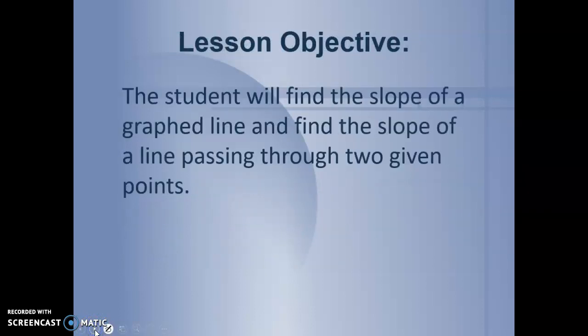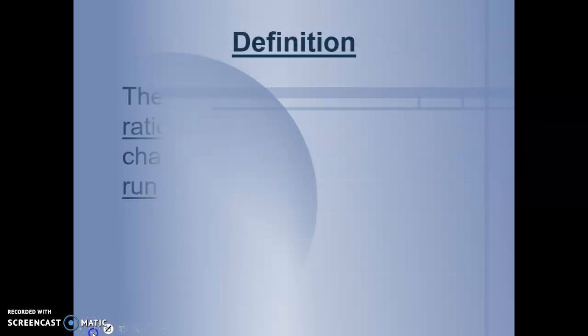Our lesson objective for today is that you, the student, will find the slope of a graphed line. You'll find the slope of a line passing through 2 given points. So the first thing that we need to do is talk about what slope is. You have to know what slope is before you can find it.